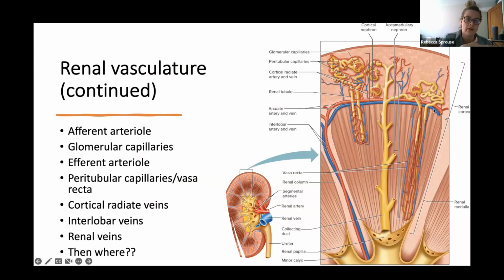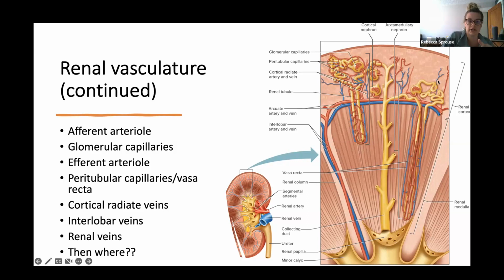So the next step in our vascular pathway depends on what type of nephron you are. If you are a cortical nephron, the capillary bed that comes next is here. It's intertwining with this, it looks like a tangled mess, really. This is called peritubular capillaries, peritubular meaning around the tubules. So there's going to be a capillary network here after the efferent arteriole, called peritubular capillaries. That's if you're a cortical nephron.